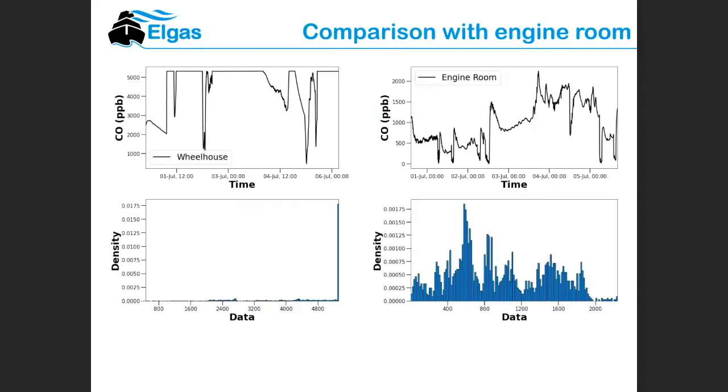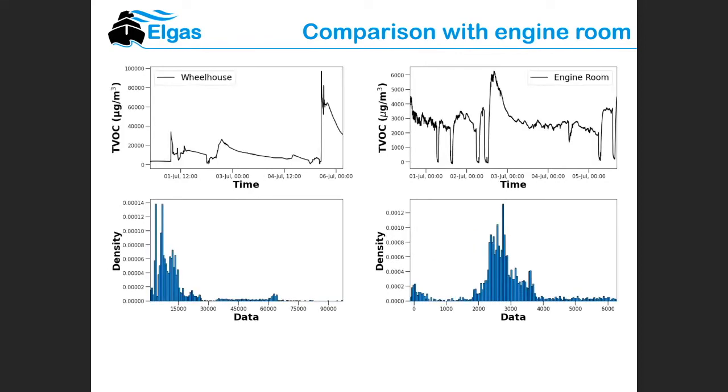So in the engine room, we had a problem during the measuring campaign. We were not able to obtain all the data from the full period, but still we were able to notice some interesting things. For example, the CO concentration is higher in the wheelhouse compared to the engine room, and this is interesting. In the case of the TVOC, the maximum values are higher in the wheelhouse than in the engine room, but the average value is lower in the wheelhouse.